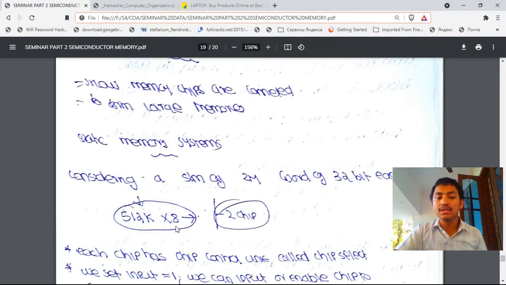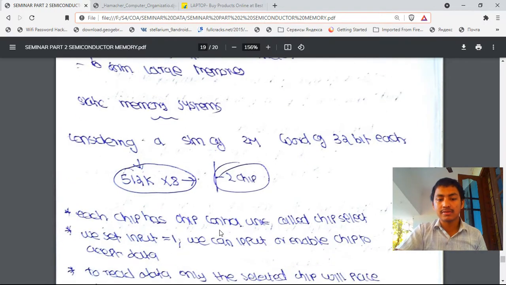Each chip has control, so we are using the help of the static memory. What we do is we use simple chips and we will integrate the whole chips. Okay, that's what we are doing.